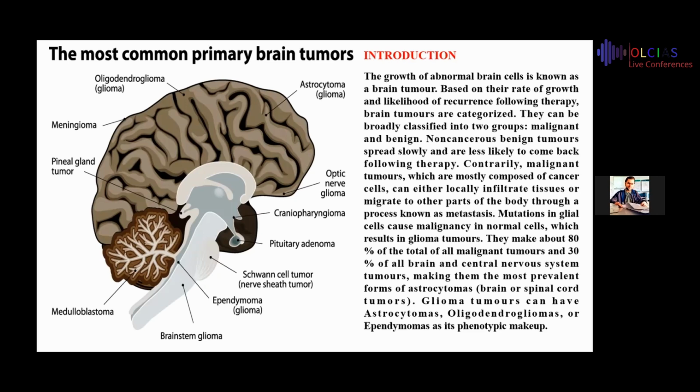So mutations in glial cells cause malignancy in normal cells, which results in glioma tumors. They make up about 80% of all malignant tumors and 30% of all brain and central nervous system tumors, making them the most prevalent form of brain or spinal cord tumors. Glioma tumors can have astrocytomas, oligodendrogliomas, or ependymomas as their phenotypic makeup.